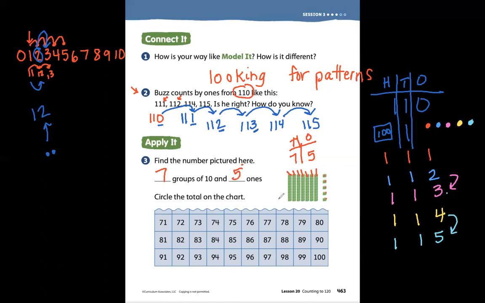How do I figure out what number that is? Right, I can count by 10s. 10, 20, 30, 40, 50, 60, 70. So my number is 70 plus how many ones? 5. 70 plus 5 is 75. Circle the number on the chart. 7 tens and 5 ones.